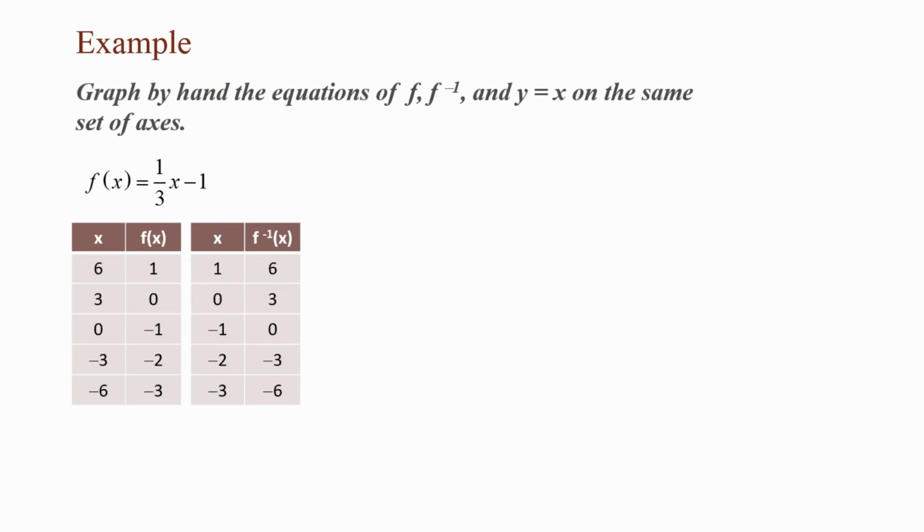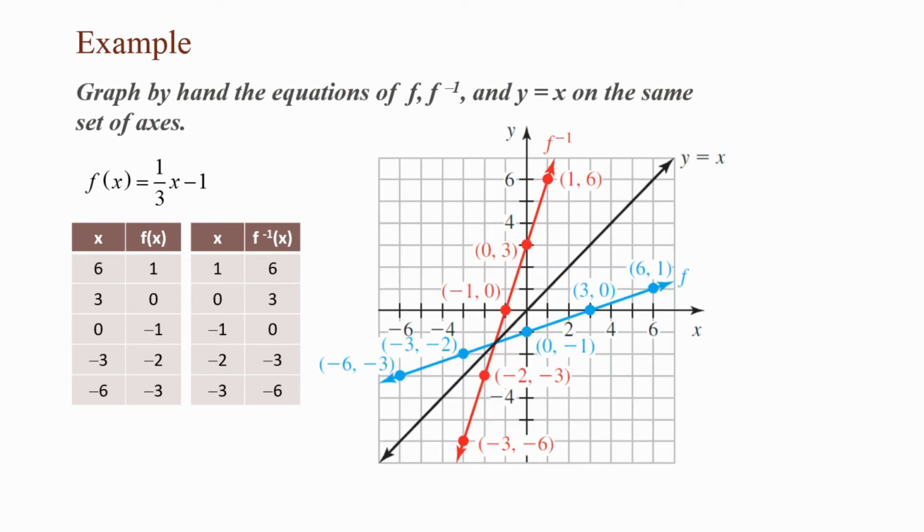Then graphing my function f of x, my function f inverse of x, and y equals x all on the same graph, I have for my inverse function (1, 6), (0, 3), (-1, 0), (-2, -3), and (-3, -6). This causes a reflection over the y equals x line. So another way that we could graph our function is by plotting its reflection using y equals x.